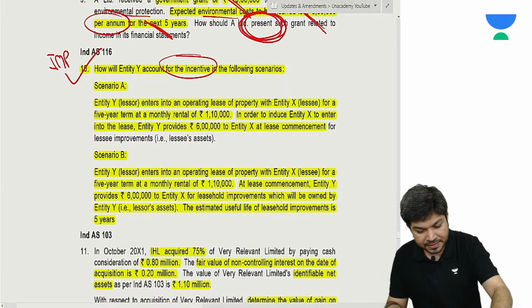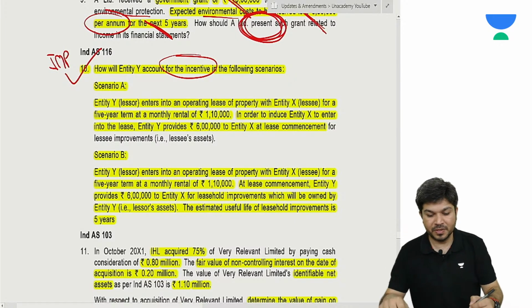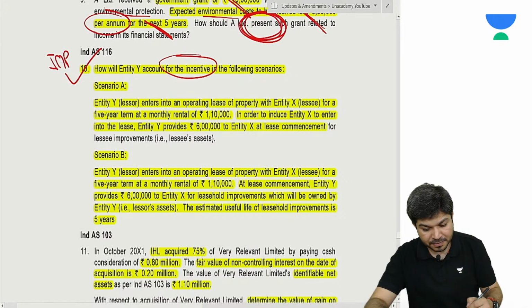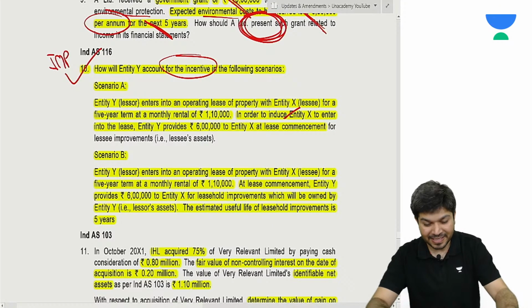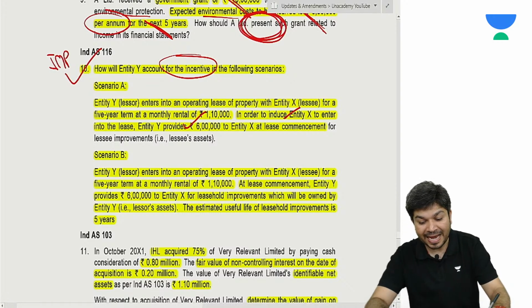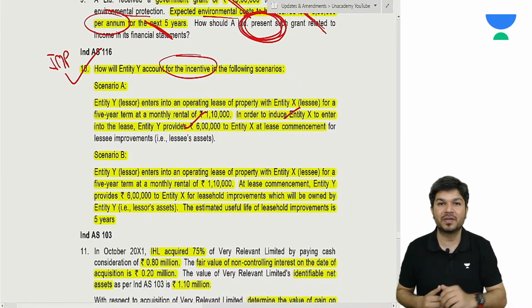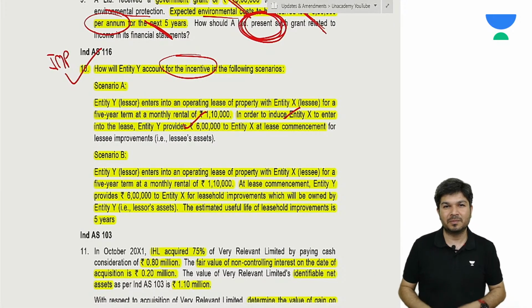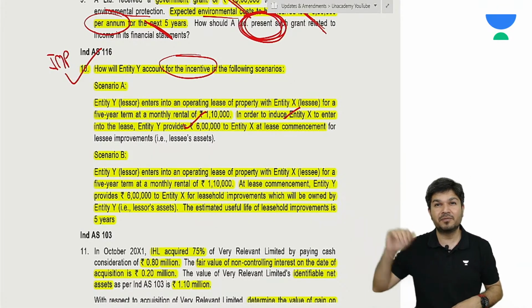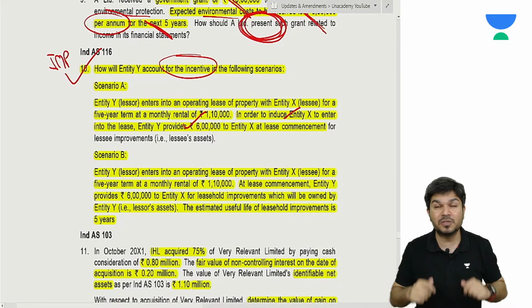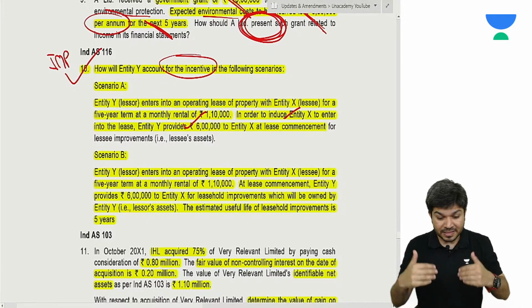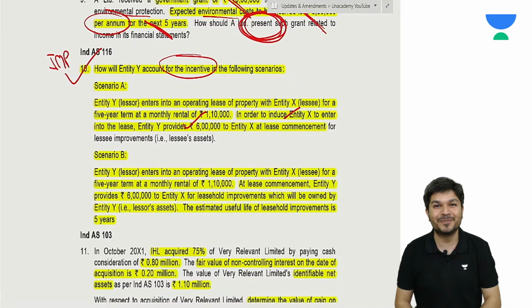Now, I'll come to that. So see, lessor enters into an operating lease of property with lessee for a 5-year term, monthly rental 1,10,000. In order to induce the lessee to come and take up the lease, we give him 6 lakh rupees at lease commencement for improvement. So that guy is telling, sir, the problem is yours is unfurnished, I'm getting a furnished one. So you motivate him. You say, I do one thing, I'll give you 6 lakh rupees, you do your furniture on your own. I'll give you 6 lakh rupees for furniture. So this is lease incentive. Now how to record this lease incentive?